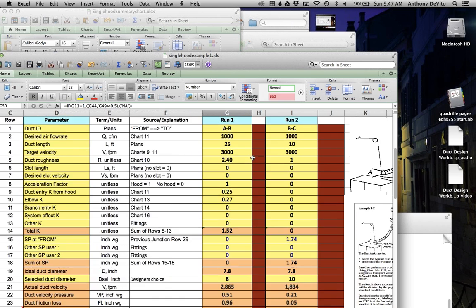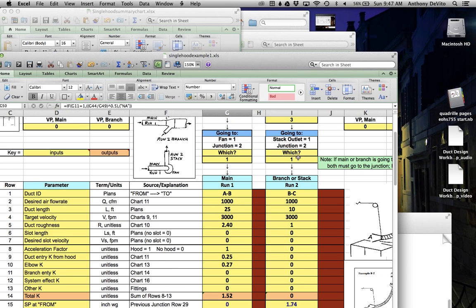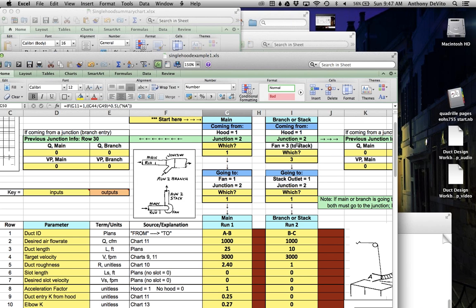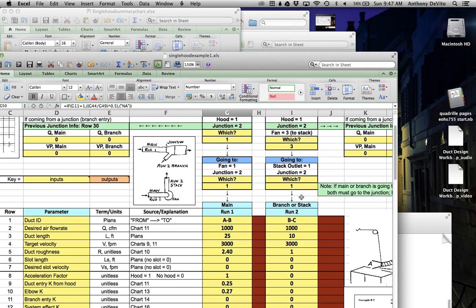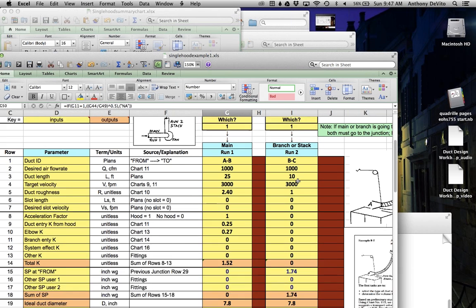my next section, which is going to be from my fan to my outlet. I put 3 in here because I'm coming from the fan and I'm going to the stack outlet. So you just follow this down. If we're coming from a hood, we would put a 1 in there. Coming from a junction, put a 2. Coming from the fan, we'll put a 3. And since we're going to not a junction but the stack outlet, I'm going to put a 1 in there.